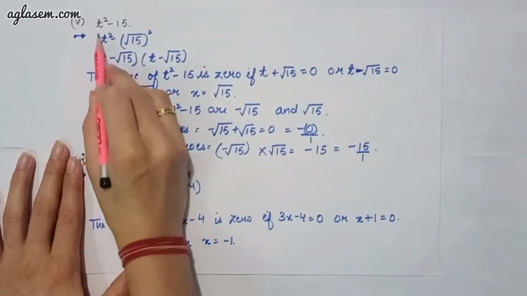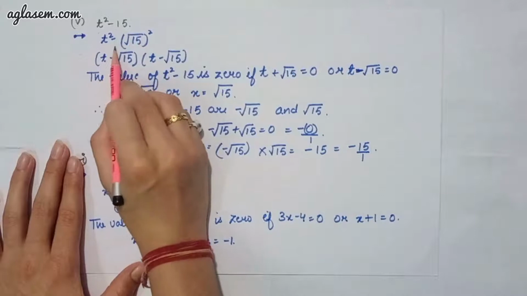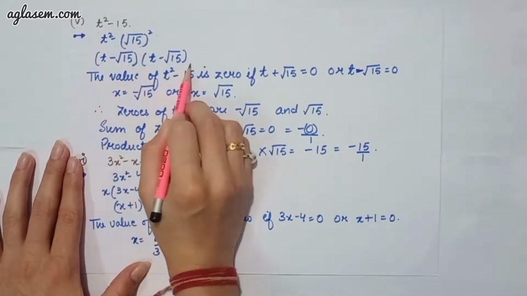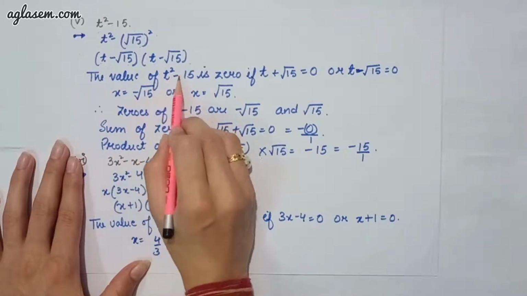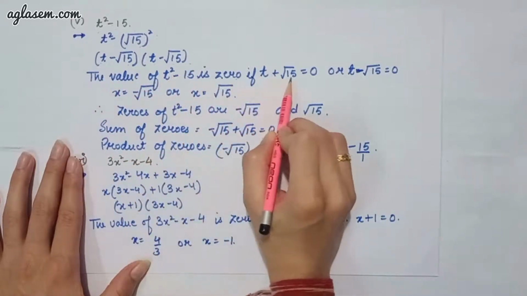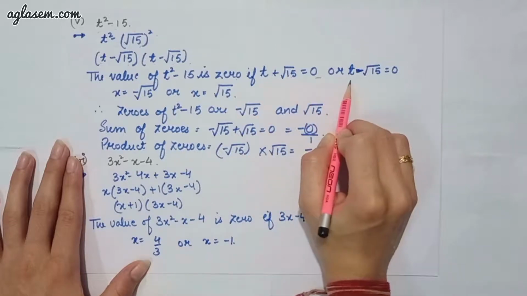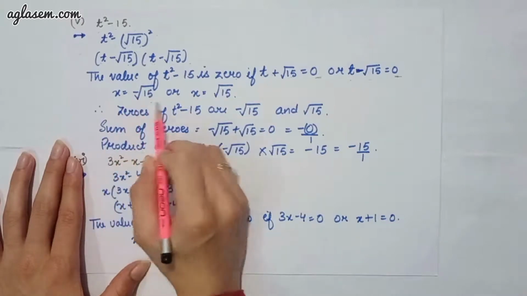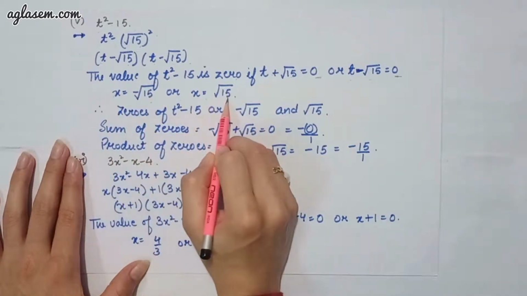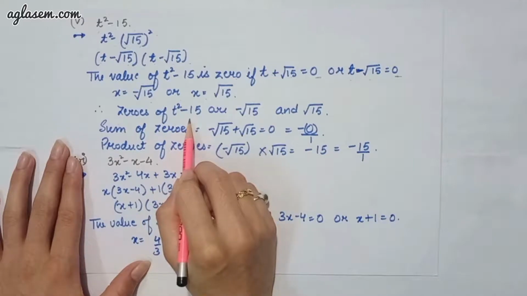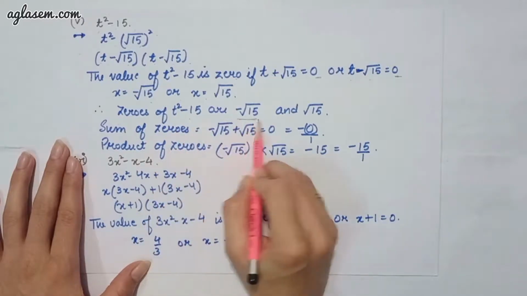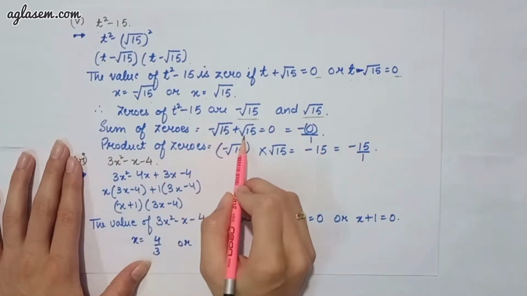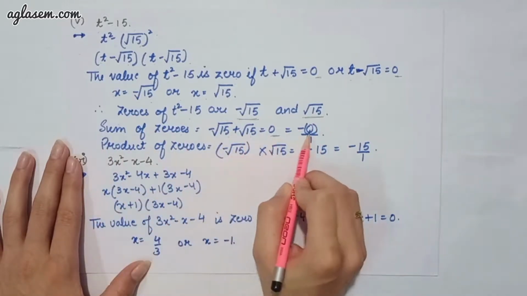Fifth part says t square minus 15. So here t square minus root 15 whole square will give you t minus root 15 and t plus root 15. So the value of t square minus 15 is 0 if t plus root 15 is equal to 0 or t minus root 15 is equal to 0. Therefore our t value will be minus root 15 or root 15. Therefore the zeros of t square minus 15 are minus root 15 and root 15. The sum of zeros will be minus root 15 plus root 15 is equal to 0, that is 0 upon 1.